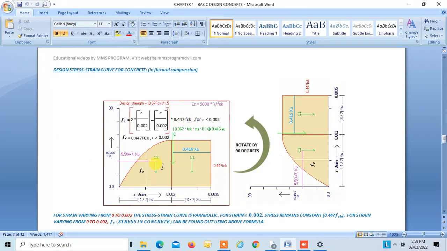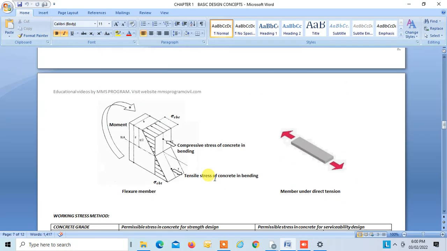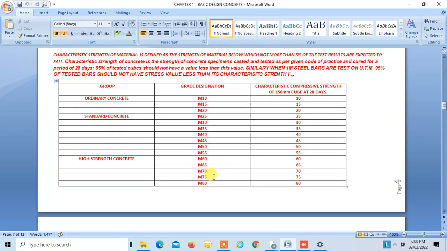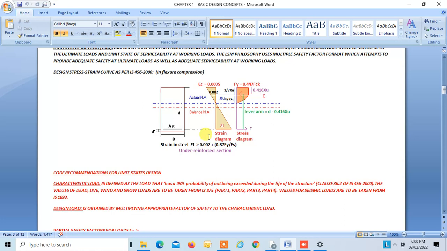When you turn this by 90 degrees, you get the graph like this. So this is strain, this is stress. The height of this parabolic portion is 4 by 7 xu and the remaining is 3 by 7 xu. Let me show you in the drawing above. What is xu? xu is the depth of the neutral axis. This is xu. The height of this parabolic portion is 4 by 7 xu. Then the height of this rectangular portion is 3 by 7 xu. So this is how this design curve has been given in the code.